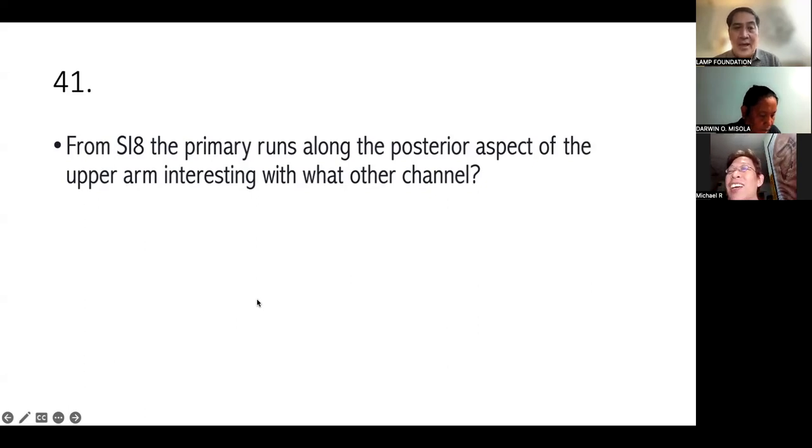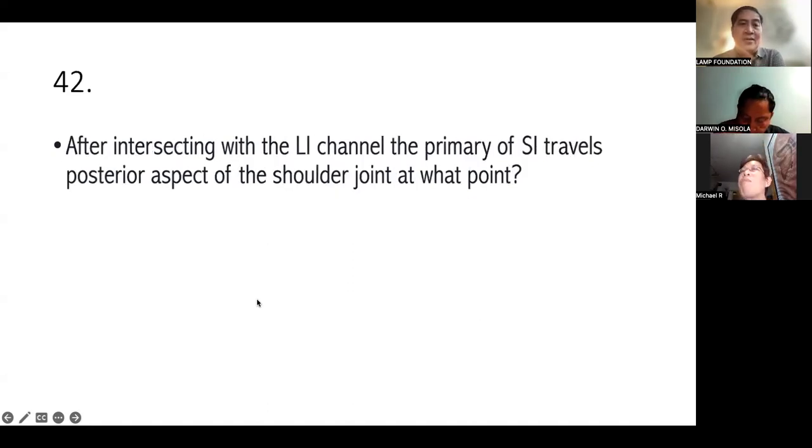Okay. From SI8, the primary channel runs along the posterior aspect of the upper arm, intersecting, that's intersecting, not interesting, another channel. My answer, doc, is intersecting the large intestine channel at LI14. Good. After intersecting with the LI channel at LI14, the primary of SI travels the posterior aspect.